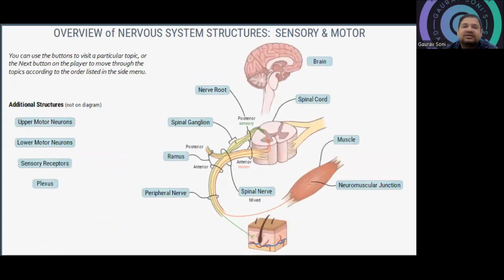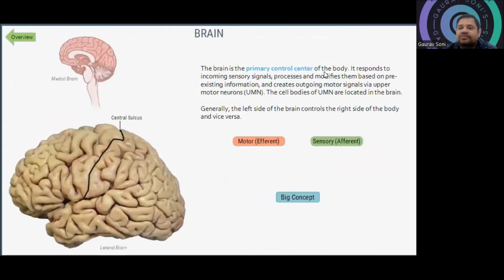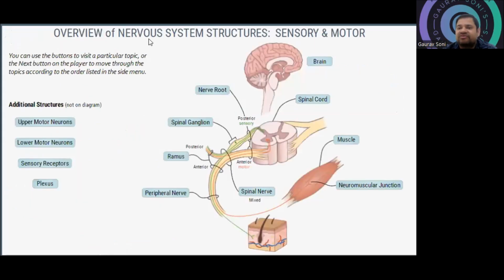Next, we have to see the parts of the nervous system. So you can see there are certain parts here. The brain is there. The brain is the primary motor center of the body. It responds to the incoming sensory signals, processes and modifies them based on the pre-existing information, and creates outgoing motor signals via upper motor neurons. We'll talk about these one by one afterwards also.